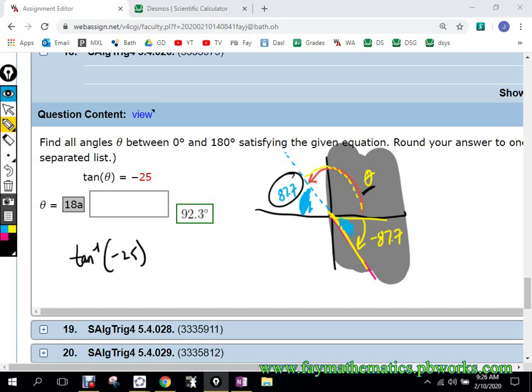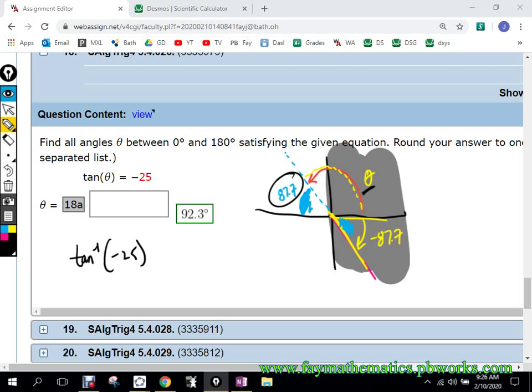Okay? Now, if they were to ask us, what are your answers between 0 and 360, I would find that one there. I would still find the 92.3 one. But then I also need to find the one that goes from standard position from there all the way around to up here, right? Does that make sense? So I take this negative 87.7 and remove that from 360. Actually, what I would do is take 360 minus 87.7, and that will give me the one between 0 and 360. Does that make sense? Okay.